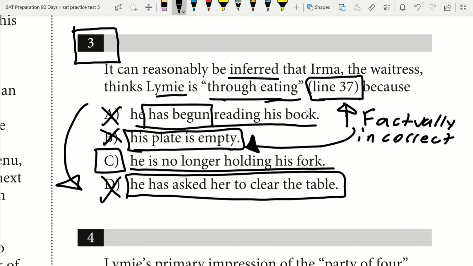If you're going to answer an inference question, you should understand that it has to have support from the text. If it doesn't have support from the text, then you're probably answering it with the wrong answer.